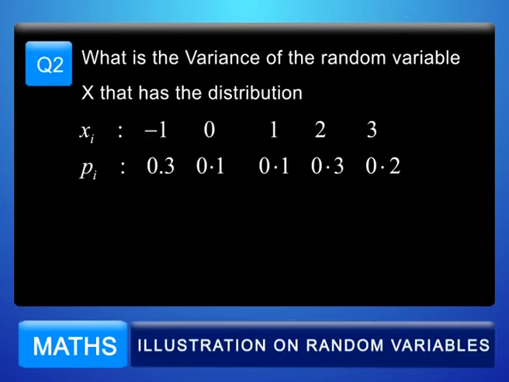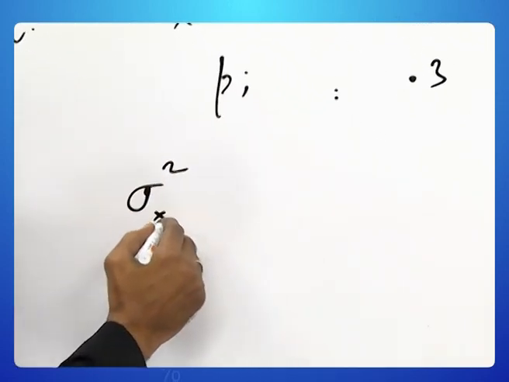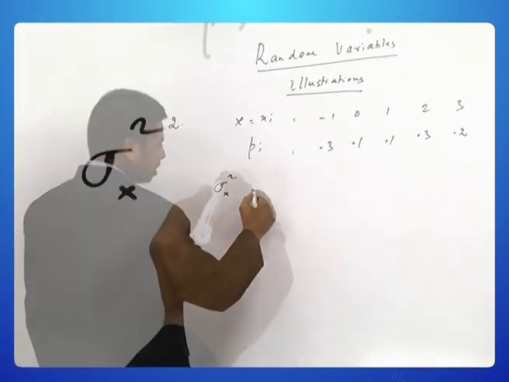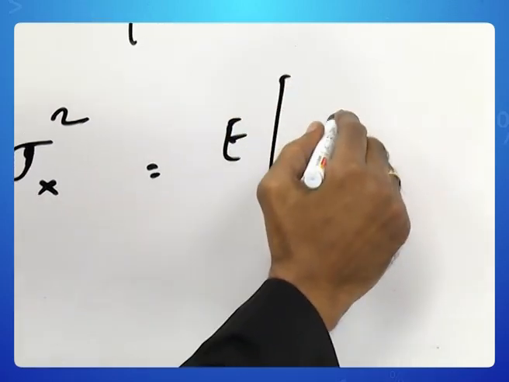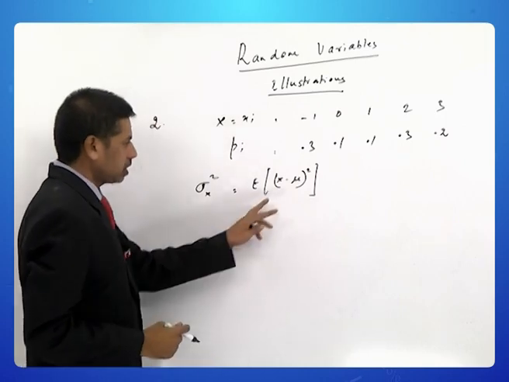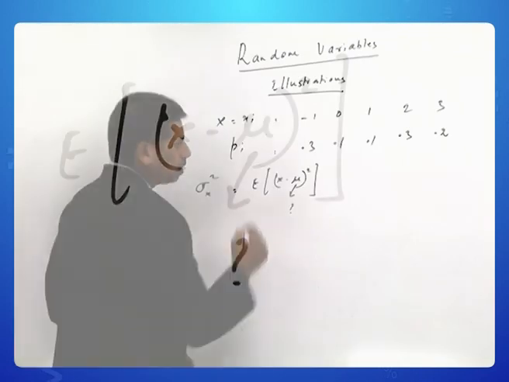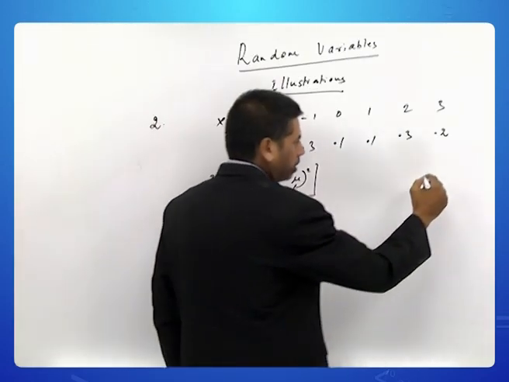Question number 2. What is the variance of the random variable x that has a distribution with xi -1, 0, 1, 2, 3 and corresponding probabilities 0.3, 0.1, 0.1, 0.3 and 0.2. So we want the variance. You can write variance of x like this. We have a definition: expectation of x minus mean, whole squared. So this is first required. We'll first compute the mean.